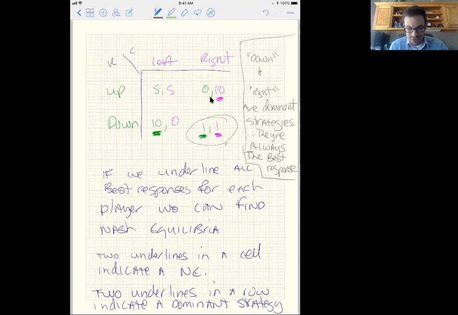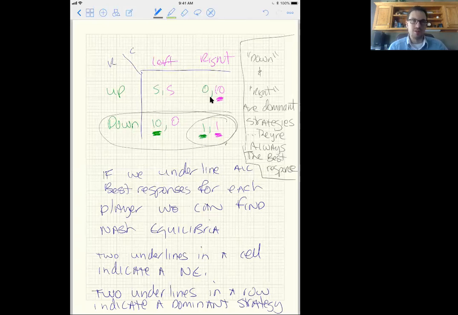Okay, so 2 underlines in a row indicate a dominant strategy. So notice down is underlined both against left and against right. That indicates that down is a dominant strategy for row player. So what's a dominant strategy? A strategy is dominant if it is the best response to all the rival strategies.